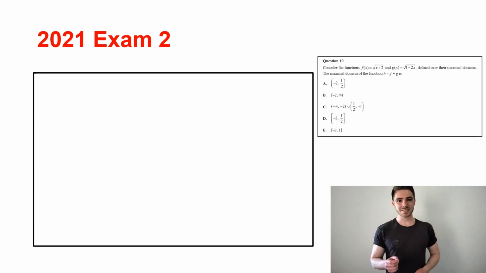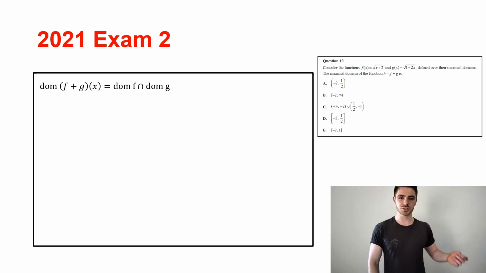This concept was tested in the 2021 Tech Active exam. Here we have two square root functions, both defined over their maximal domain. We are asked to find the domain after adding these two functions together. From earlier, we know that the resulting domain will be the intersection of the two individual domains. So a good place to start would be to find these original domains.